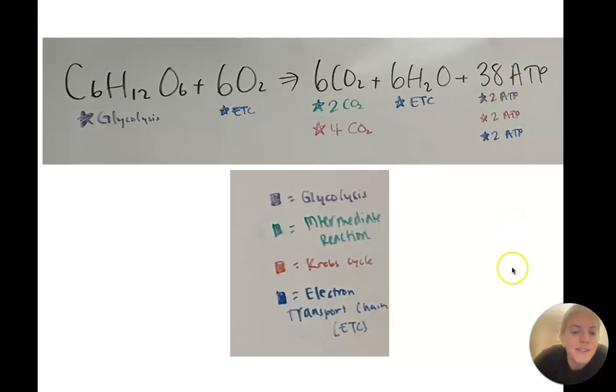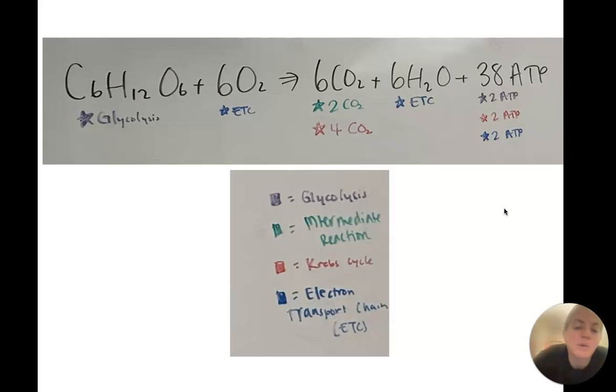So this is the big picture of the equation. And again, this blue one right here should read 34 ATP, so that when you add all three up, it equals 38. But you can see I color-coded the reactants and the products and the overall equation where they're used and produced. So purple is glycolysis. We use glucose, and we produce 2 ATP.